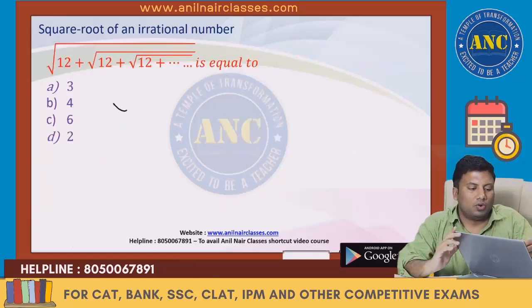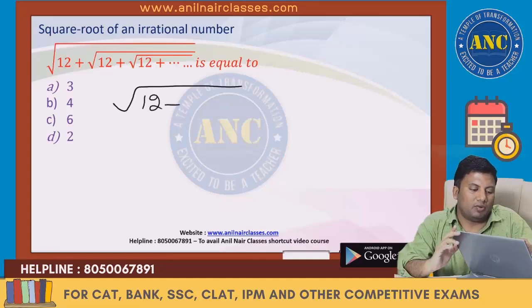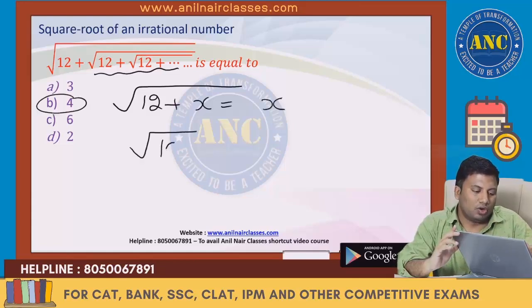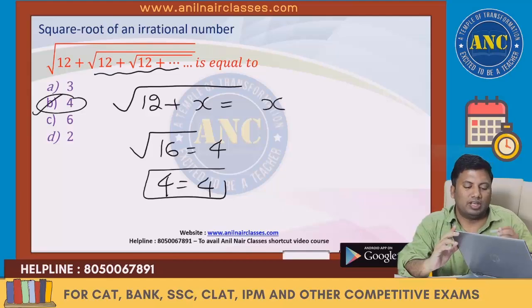Next one, √(12+ the remaining expression), whatever it is, is nothing but x. Substituting the answer, √16 = 4, so 4 = 4. 4 is the answer.